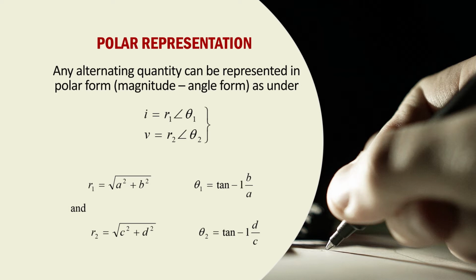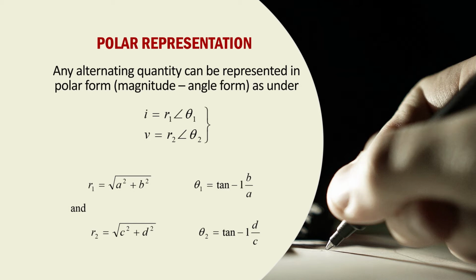Similarly, you can write the equation for the voltage also, because in the previous slide V was represented as C plus jD. Now this rectangular form you have to convert into polar form. So what is the value of R2? The value of R2 can be written as the square root of C square plus D square. Now we have to find out the value of theta 2. Theta 2 can be written as tan inverse D upon C. Now you have a value of R2 and you have a value of theta 2.